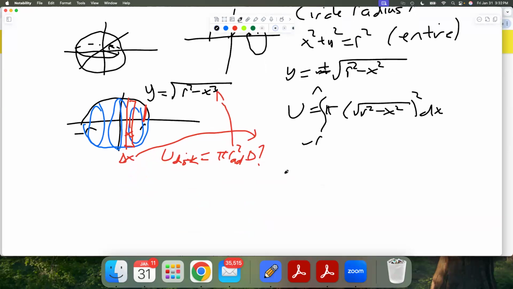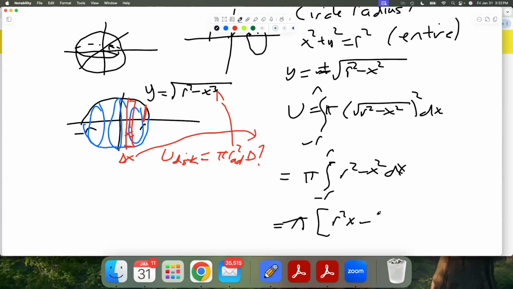Okay, so I could bring the pi out if I want. Integral from negative r to r. Square root of junk squared is just junk. Antiderivative of r squared minus x squared dx. Oh, I'm doing the antiderivative now. Antiderivative of r squared dx will be r squared x. Antiderivative of x squared would be x cubed over 3. And that's evaluated from negative r to r.